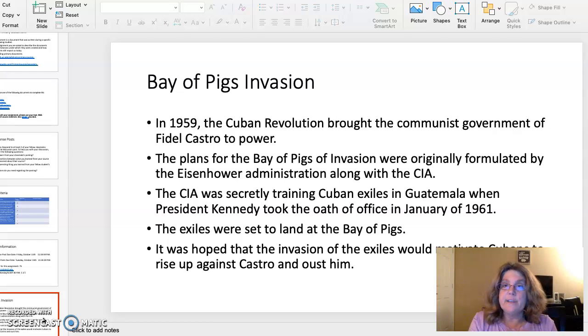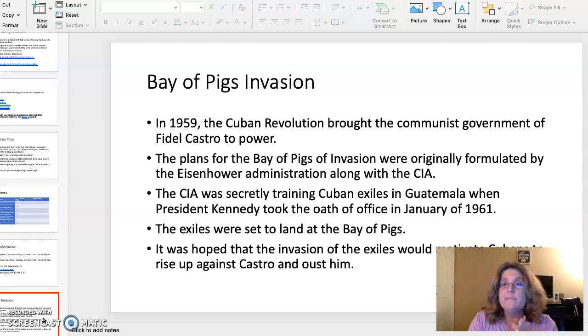Plans for the Bay of Pigs invasion actually were formulated during the presidency of Dwight D. Eisenhower in the 50s. Eisenhower was president from 1953 to 1961, and this was at the end of his presidency. The plan was being formulated, but there was not enough time to put it into motion while Eisenhower was president. So Kennedy inherited this plan. The CIA had been secretly training Cuban exiles in Guatemala, and Kennedy was informed of this when he took office in January of 1961. The exiles were set to land in a portion of Cuba called the Bay of Pigs.